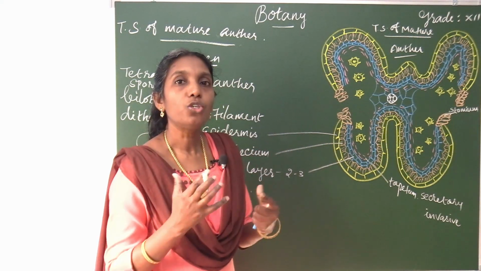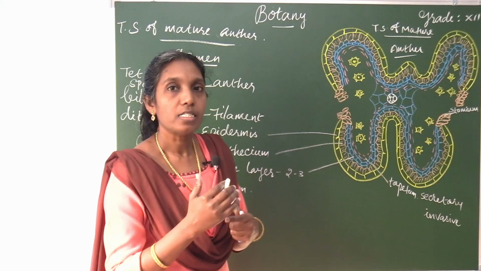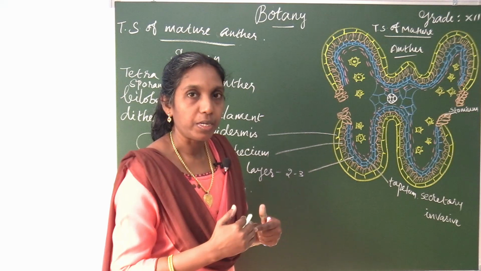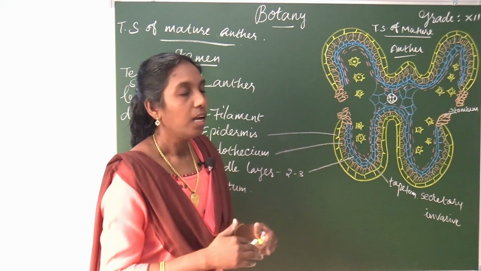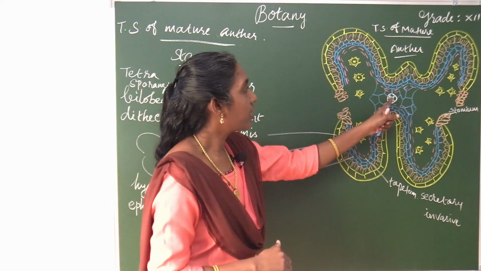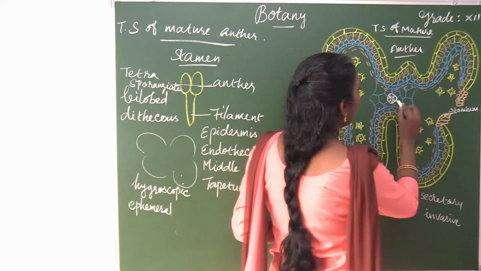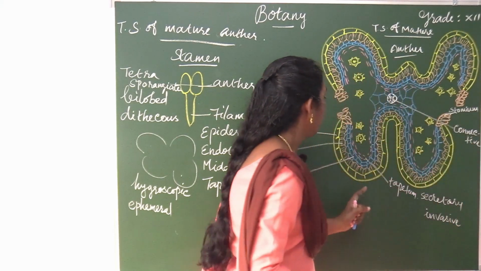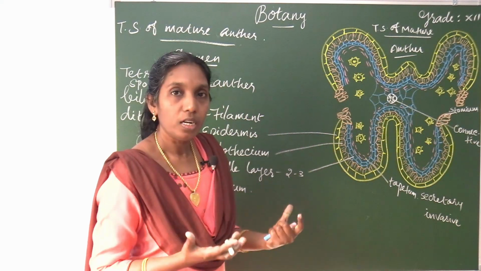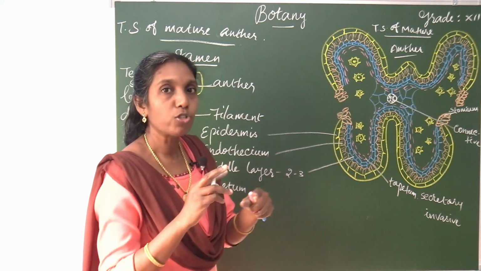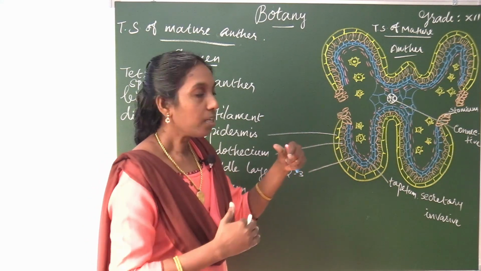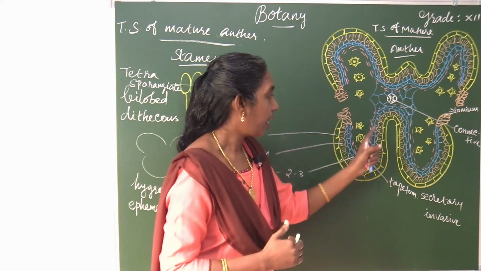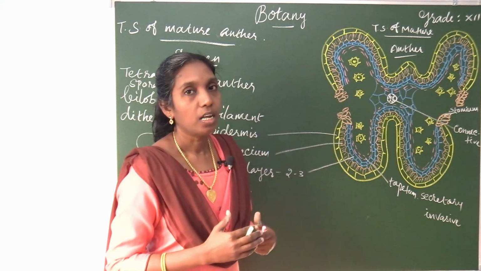This tapetum is dual in origin because part of the tapetum is derived from the peripheral wall layer, and another part is derived from the connective tissue. This is the region called connective. Tapetum is dual in origin because it is derived from two different parts: part from the peripheral layer and another part from the connective.